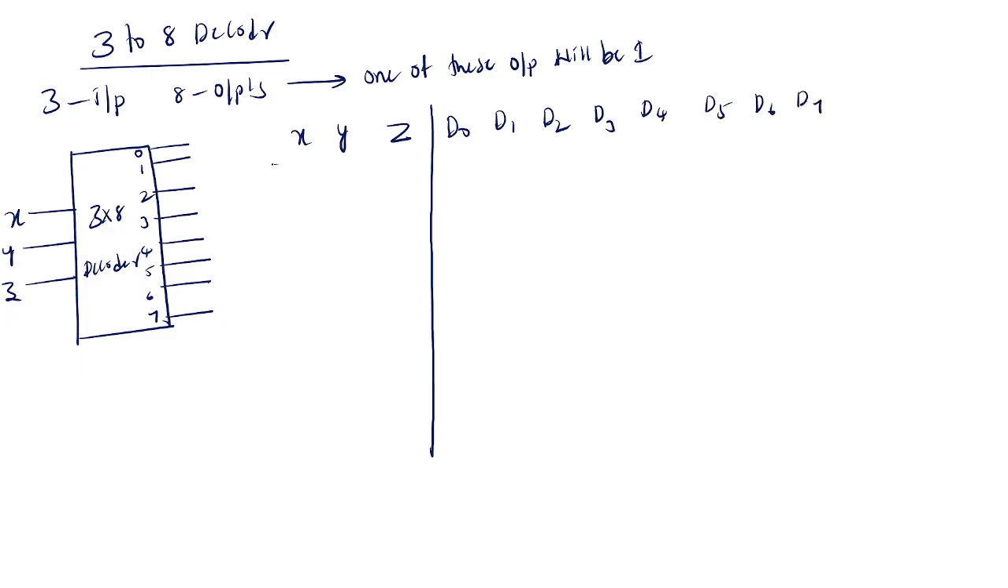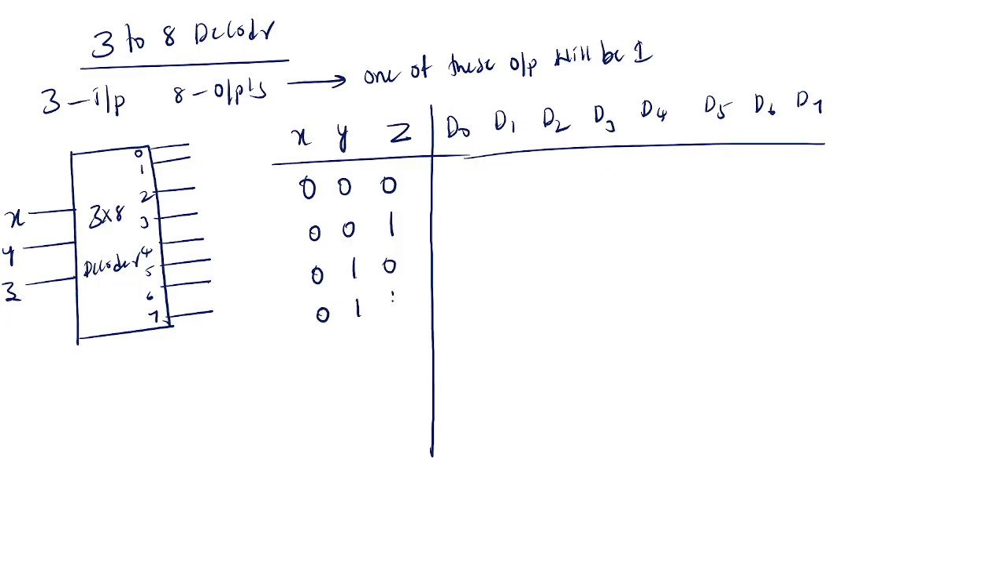So three inputs are there. How many possible combinations? 8 possible combinations. 000, 001, 010, 011, 100, 101, 110, 111. So here D0 will be 1, and here D1 will be 1, D2 will be 1, D3 will be 1, D4 will be 1, and 101, D5 will be 1, and 110, D6 will be 1, and here D7 will be 1. Remaining all are zeros only.